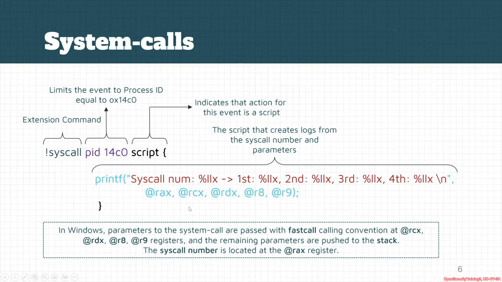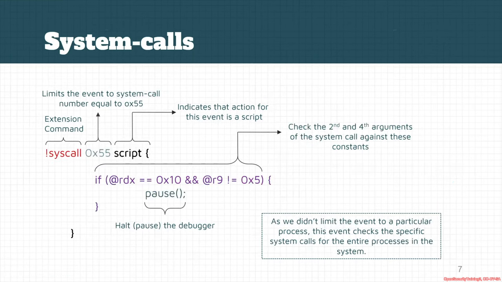And other parameters are also available in R10, RDX, R8, and R9, because based on the fastcall calling convention in Windows, this is the way that Windows passes the parameters from user mode to kernel mode, and also the rest of the parameters are available on the stack.